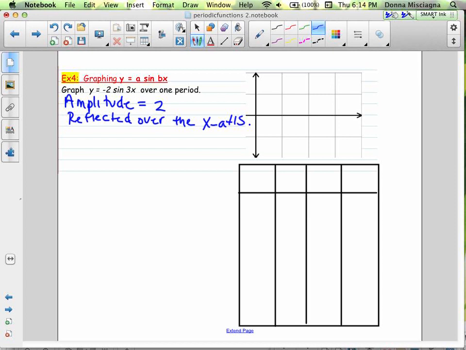Okay. All right, so now let's find the period. That's going to be 2 pi divided by b. B is the coefficient on x, so b is 3. So that's just going to be 2 pi thirds. And there are no phase or vertical shifts.